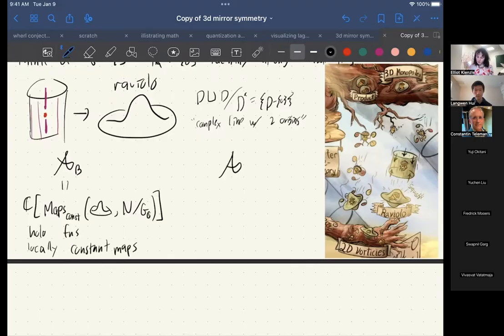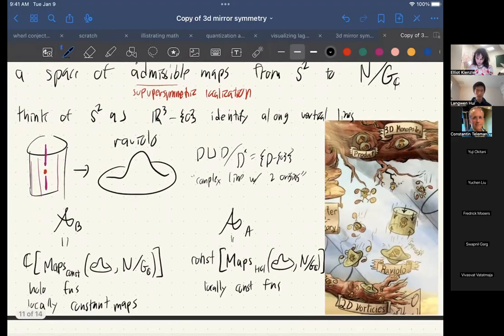In contrast, we have the A side, which is the space of locally constant functions on, I haven't told you what that means yet, but morally, it's locally constant functions on the holomorphic maps from the raviolo to the stacky quotient. Okay, and this line is the mirror line.